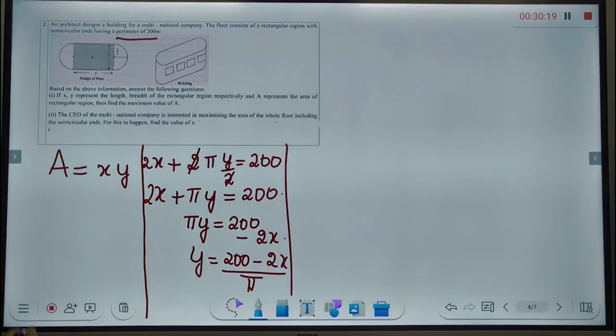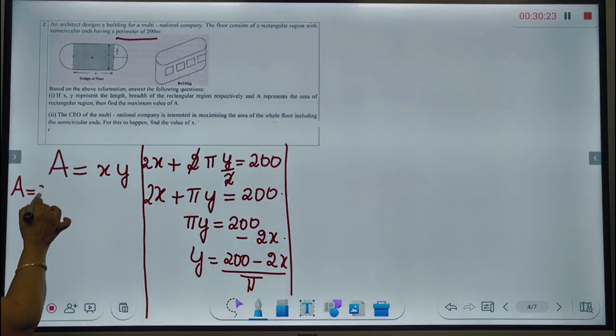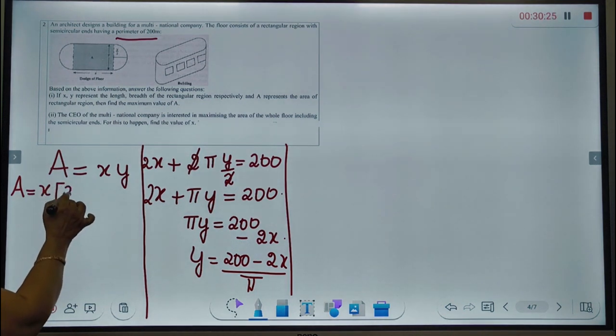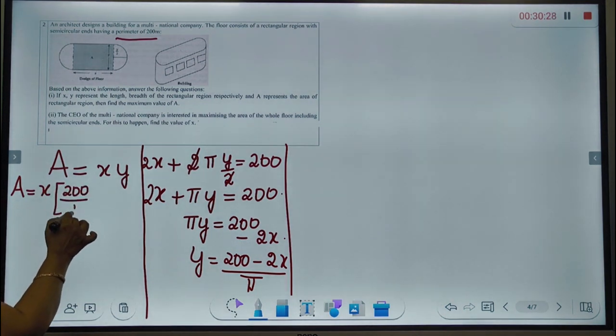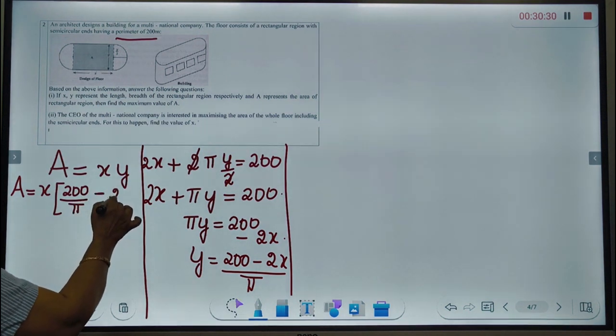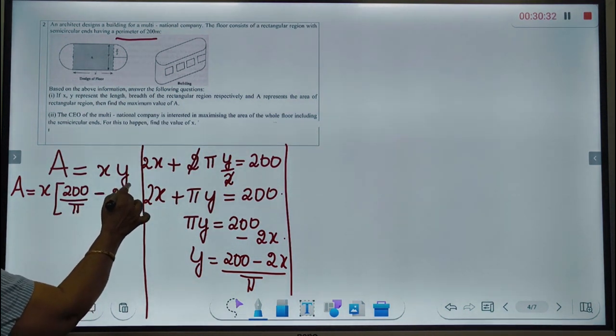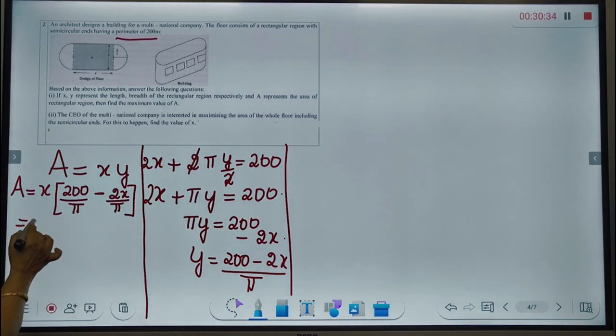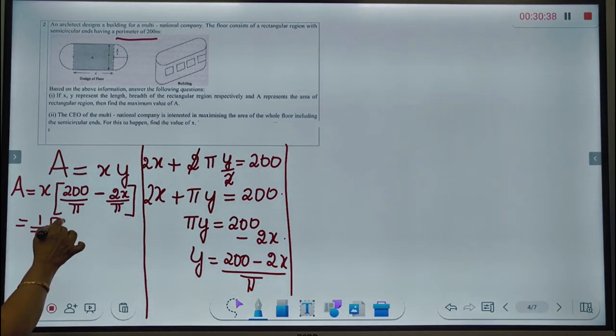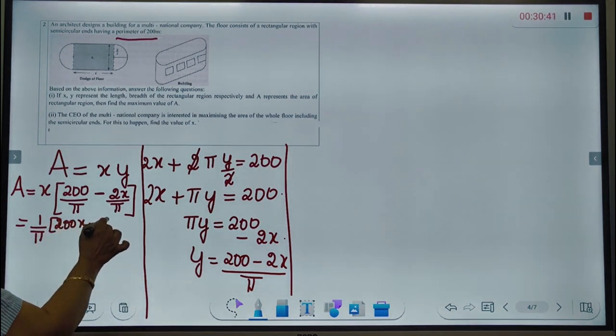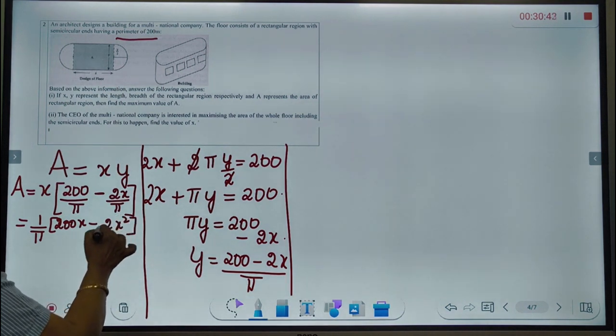So, what will be the area now? Area will be x into (200 by pi minus 2x by pi), which is 1 by pi I can take out. I will get 200x minus 2x square.